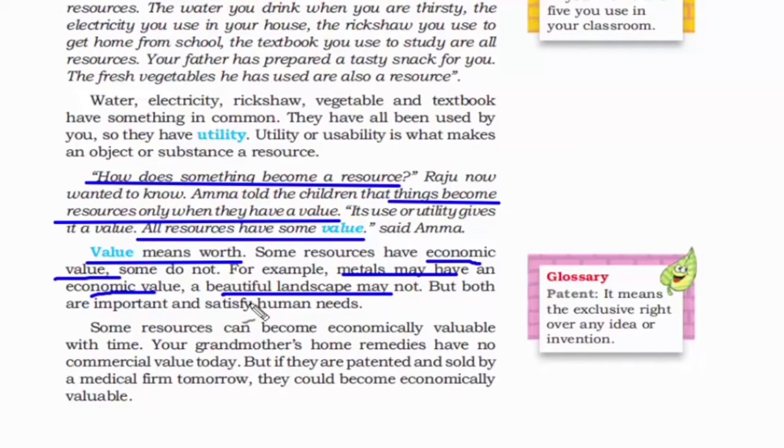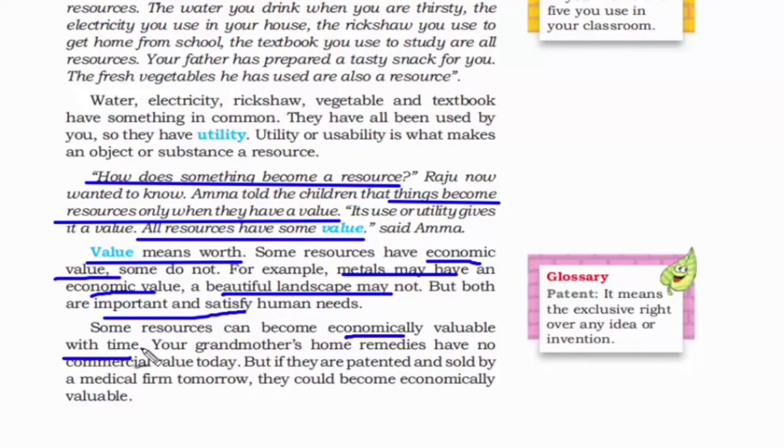On the other hand, when you go out to see a beautiful mountain or a landscape, you don't pay money for it. Of course, you may pay a little for the ticket or an entry fee, but that's a different thing. Most of the places you don't pay anything. You just go and enjoy the beauty of the landscape. So that's not of economic value. But both the metal as well as the landscape are important and satisfy human needs. Now there are some resources that can become economically valuable with time.